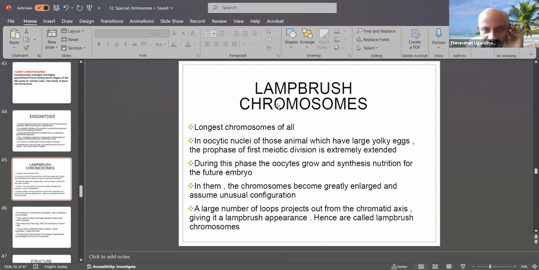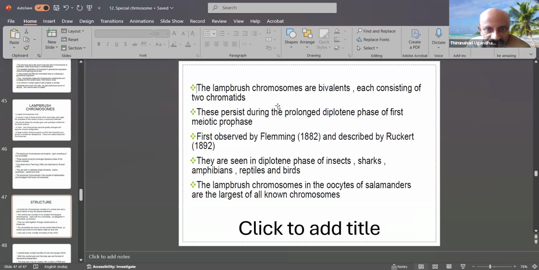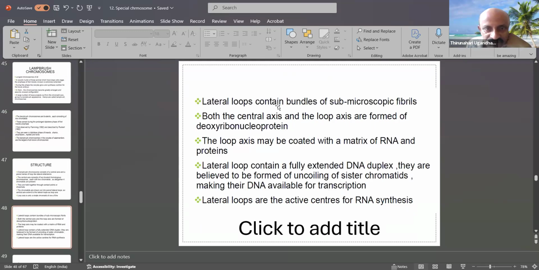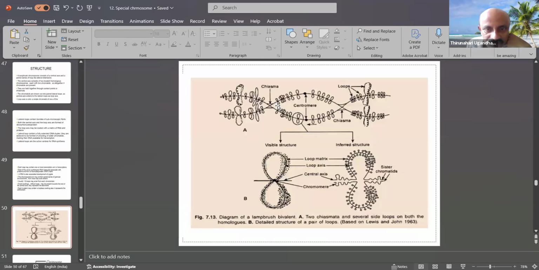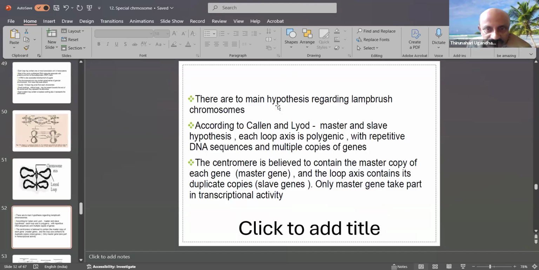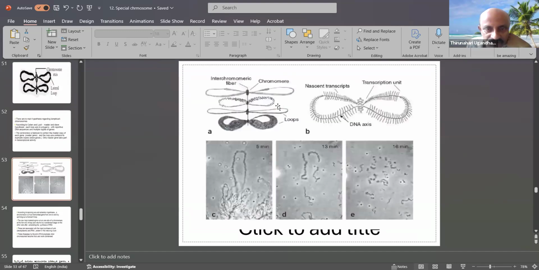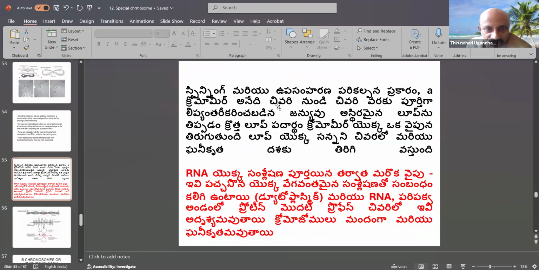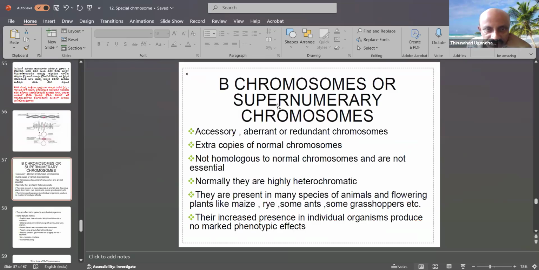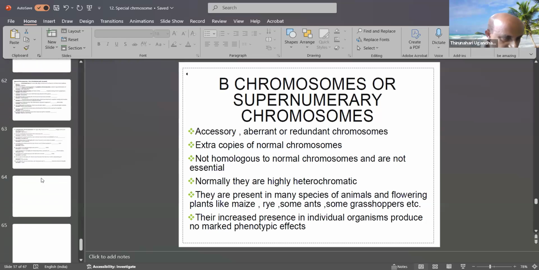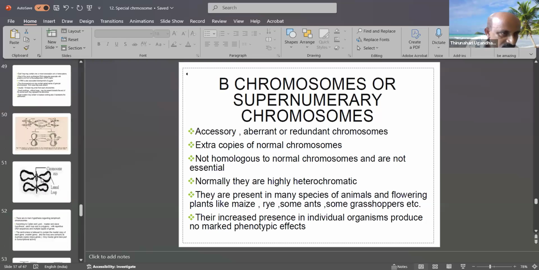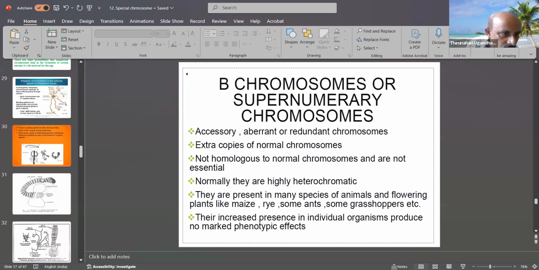Then lampbrush chromosomes are also major structures. Lampbrush and also polytene chromosomes. Then B chromosomes. The B chromosomes are a special type of chromosome which can be located in the organisms.